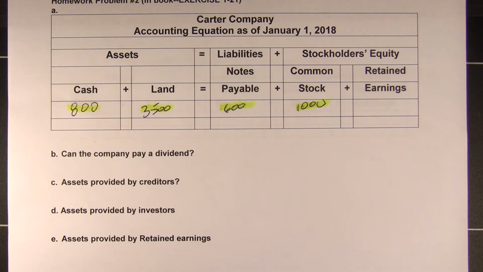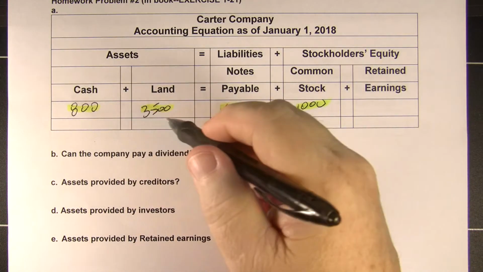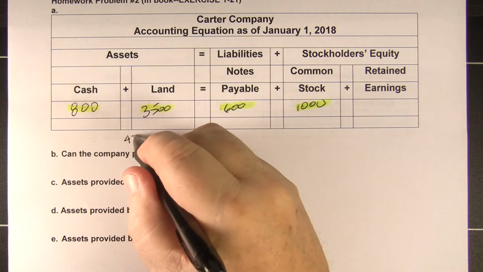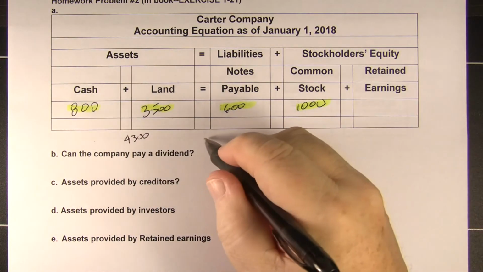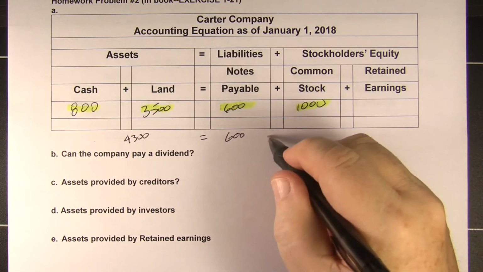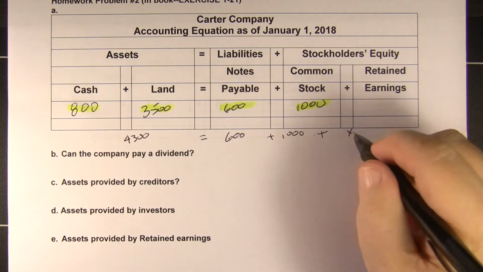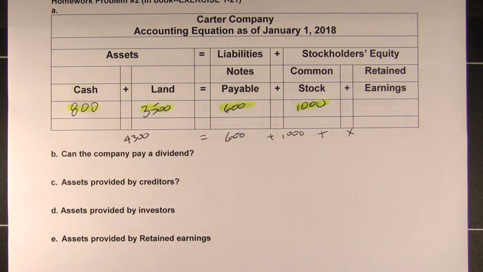And then it says, well, what's the retained earnings? Well, we know that this is $4,300, and we know that equals 600 plus 1,000 plus X. Little bit of algebra here. Go back to your 6th grade algebra. You probably haven't used it since then. Most people haven't.